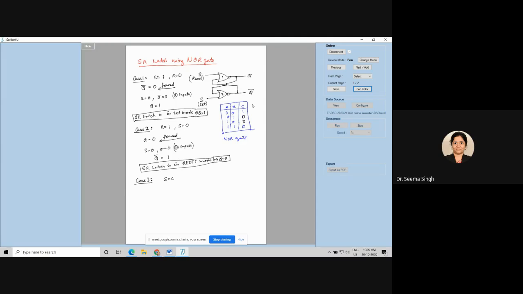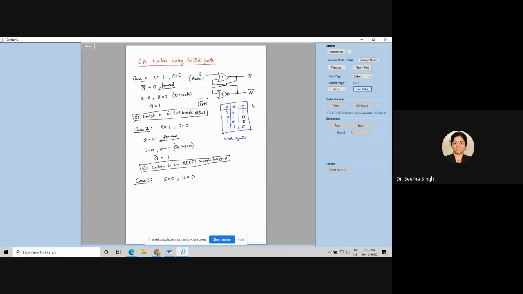Case 3 is when S and R are 0. You all know that if I have two inputs, there will be four possibilities. Two cases I have already seen. Now I am seeing the third case, that is S equal to 0 and R equal to 0. Now you should understand this case very carefully because this is the memory state. When we talk about memory state, we will have to look into both the cases: if your memory is storing 0 or if your memory is storing 1, we will have to see both the cases in the S equal to 0, R equal to 0 case.